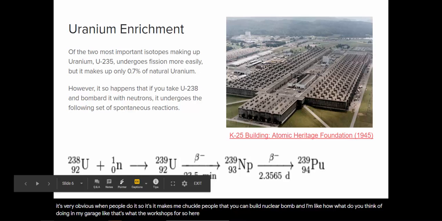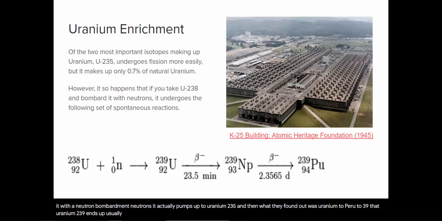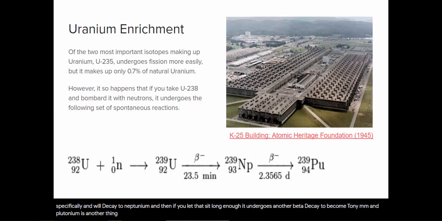So it turns out though, there's another process. If you take uranium-238 and bombard it with neutrons, it bumps up to uranium-239. The uranium-239 usually undergoes beta decay, with a half-life of about 23.5 minutes, and will decay to neptunium-239. And then if you let that sit long enough, it undergoes another beta decay to become plutonium. And plutonium is another thing, just like uranium-235, that can be reacted upon pretty easily. It's not the same process, but similar.